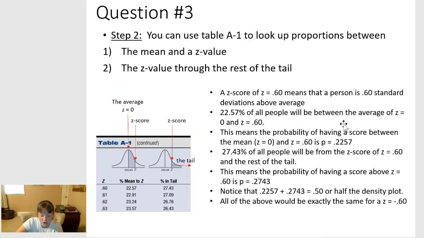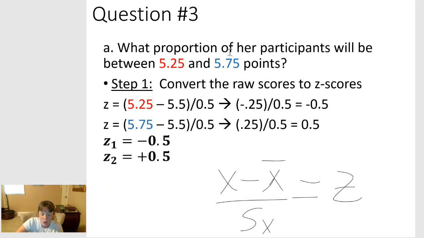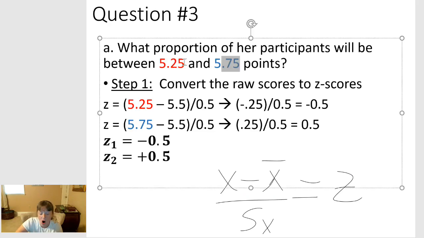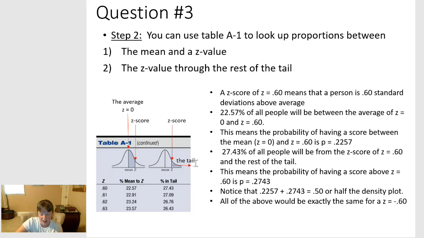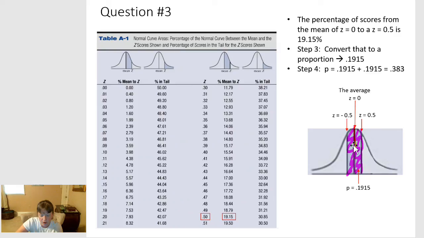And so to go back to the original question, what proportion of our participants will be between 5.25 and 5.75? All we did was convert these scores into z-scores of negative 0.5 and positive 0.5, and then use this table to figure out the proportion for both those z-scores. And then you added them together.